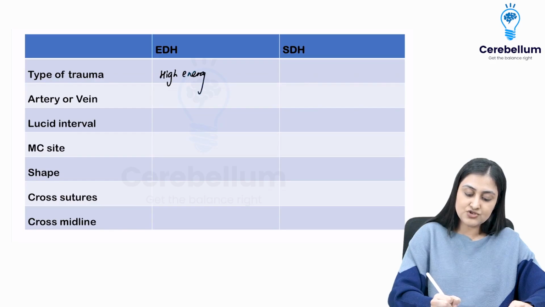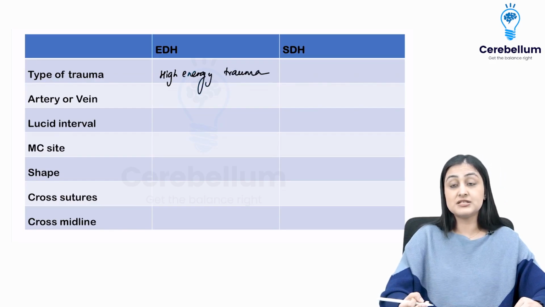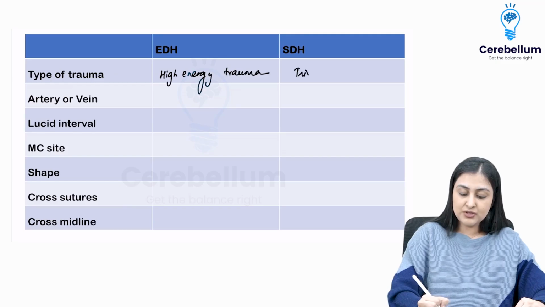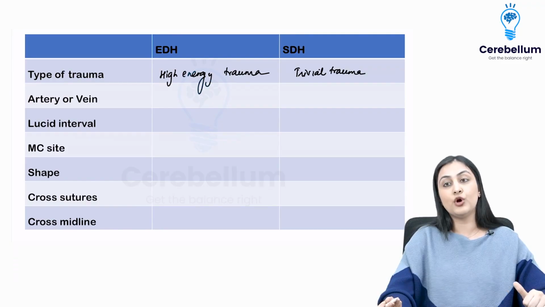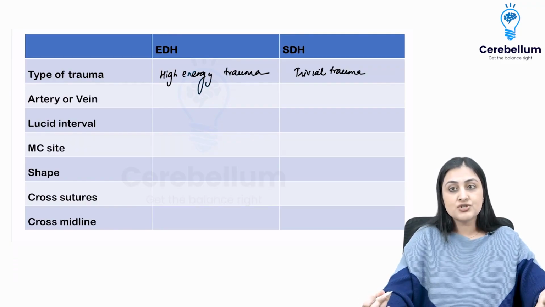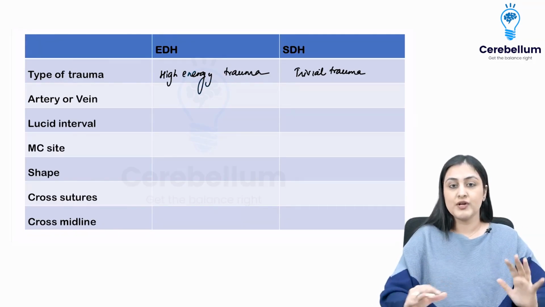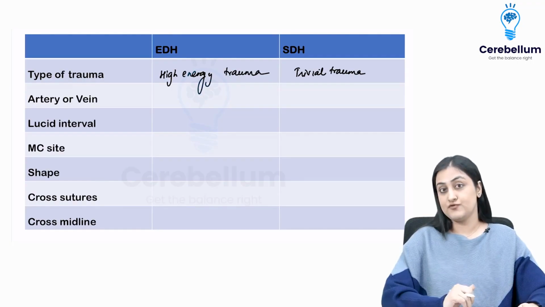So you would have a history of some sort of a road traffic accident, whereas in subdural hemorrhage, remember, what you have is a trivial trauma. So here you would get a history that maybe there's an elderly patient who's had a bathroom fall, or this could be seen in boxers, in alcoholics, who can have frequent falls. Okay, so EDH versus SDH, the type of trauma is different.